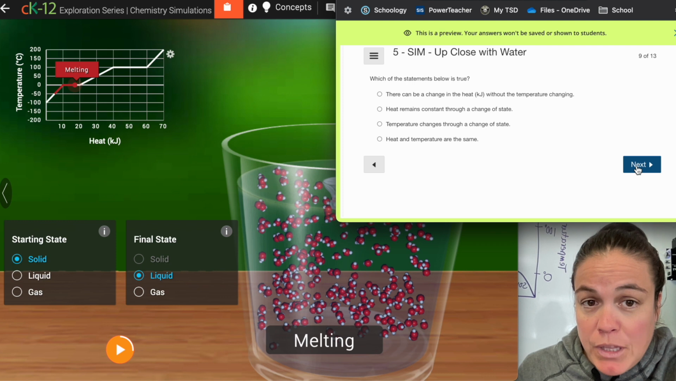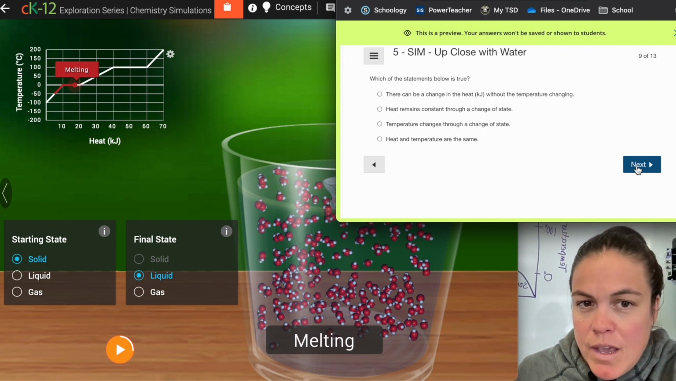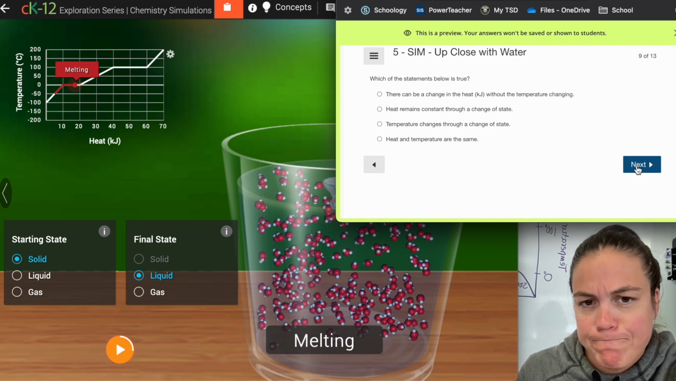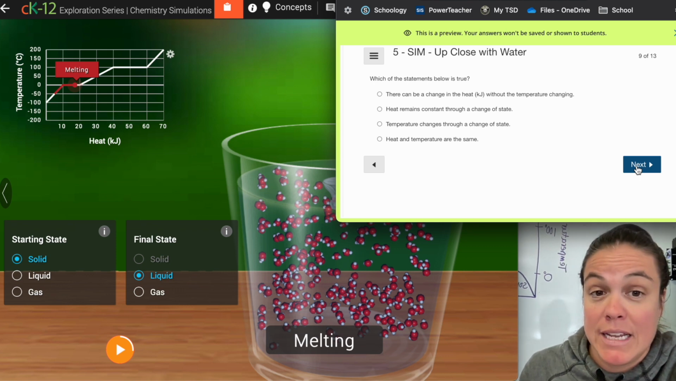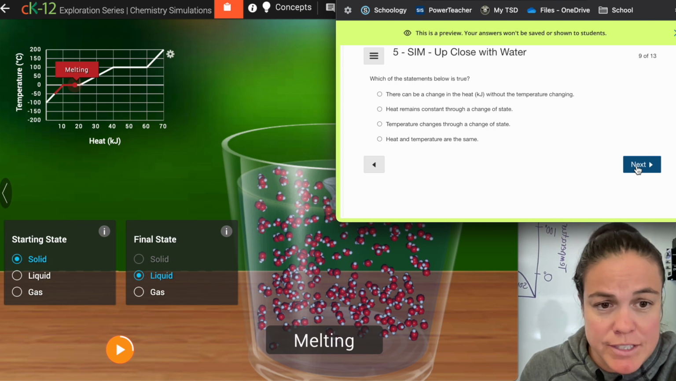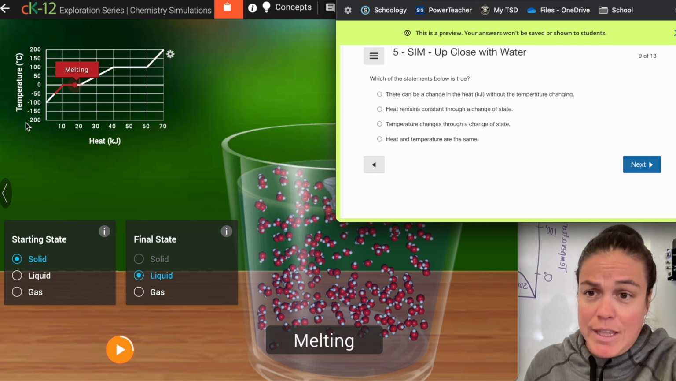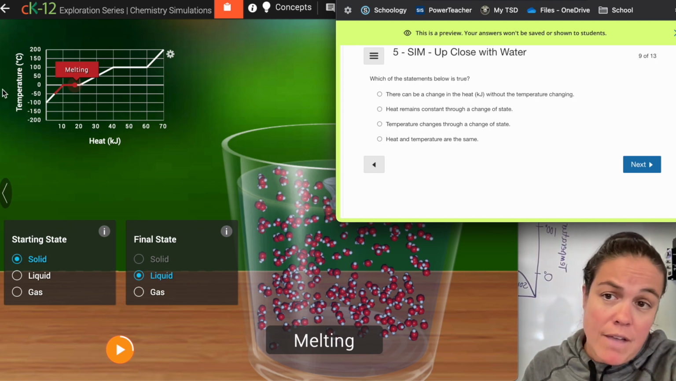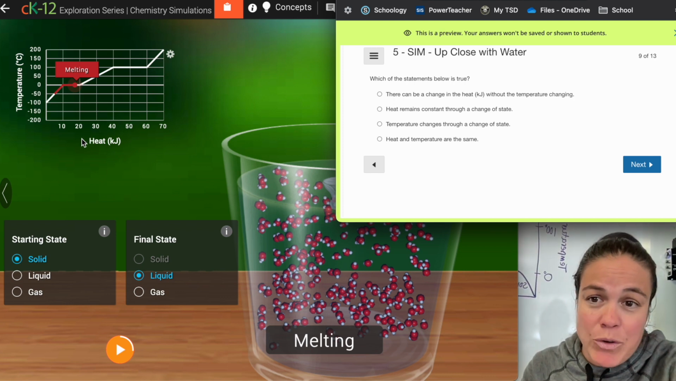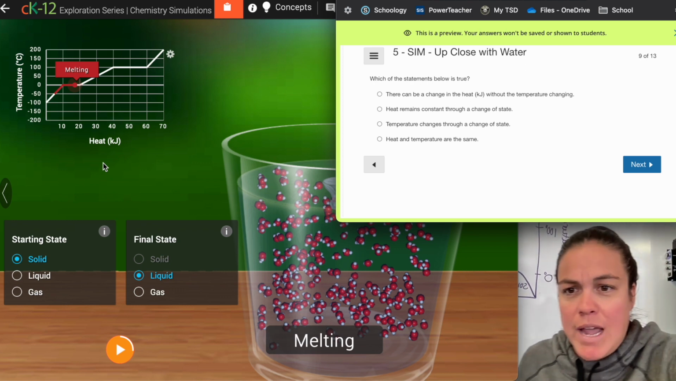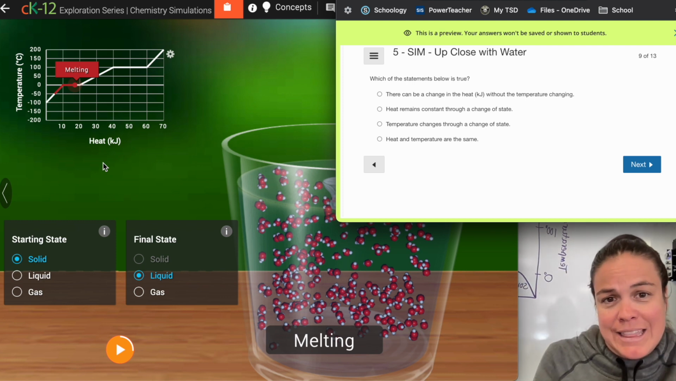Which of the statements below is true? There can be a change in heat without the temperature changing. Heat remains constant throughout the change of state. Temperature changes throughout the state change, or heat and temperature are the same. Well, let's knock this one off right away. Heat and temperature are not the same. Look, they're two different things on the graph. I've got temperature over here and heat down here. So we're going to be talking about one changing, one staying the same, okay? Heat is the x-axis at this point.